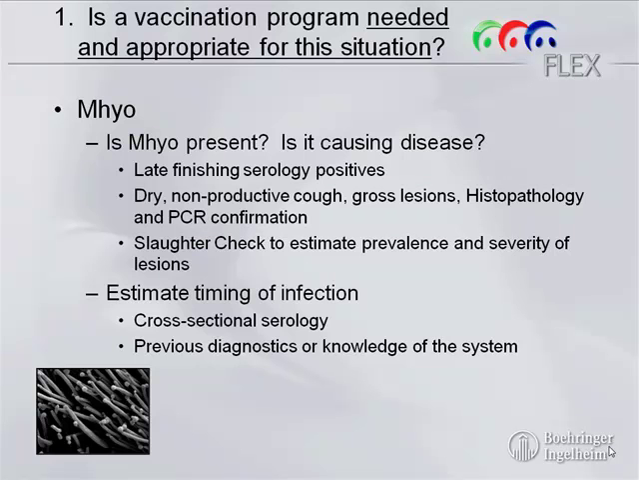So if you know you have it, then you have to figure out when you're having it. So you can do cross-sectional serology, either with the DACO or the ELISA, and you can use any previous diagnostics or knowledge of the system history to know when those pigs are getting exposed to mycoplasma, to answer that question.